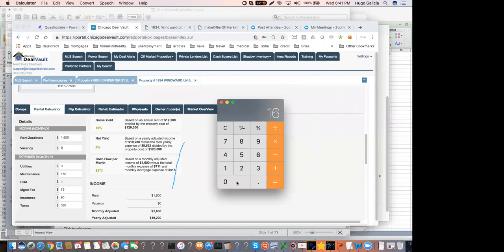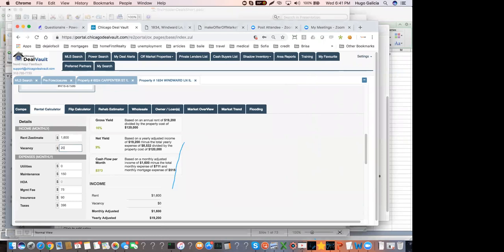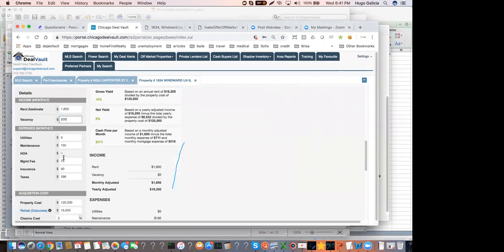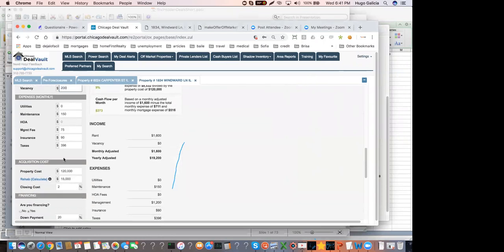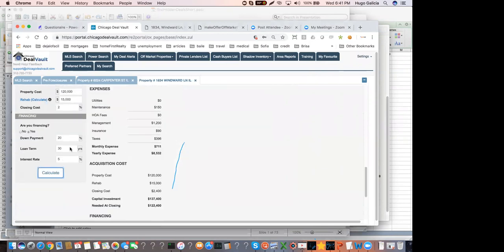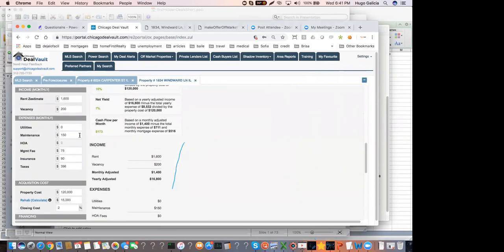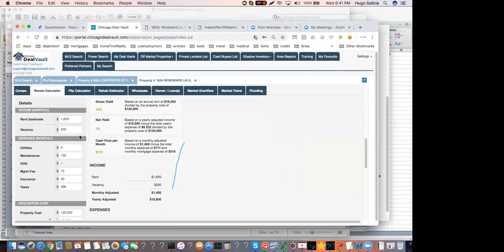The rent is 1,600, so we multiply that by 13%. It's about $200 for vacancy. So you can add a $200 vacancy, and that will for sure impact the numbers. If we add a vacancy, if we end up with a vacancy in a year, the cash flow can dramatically go down to almost $200.